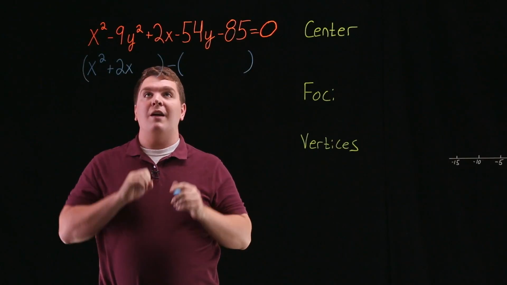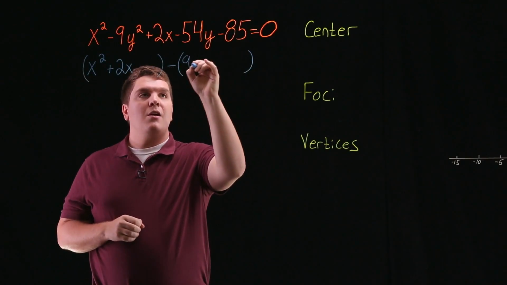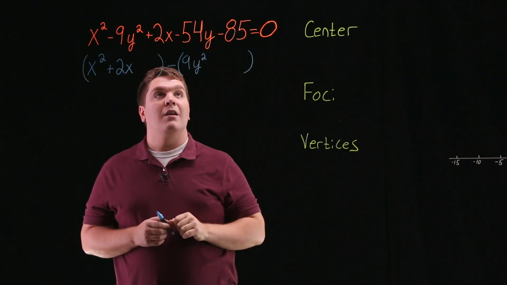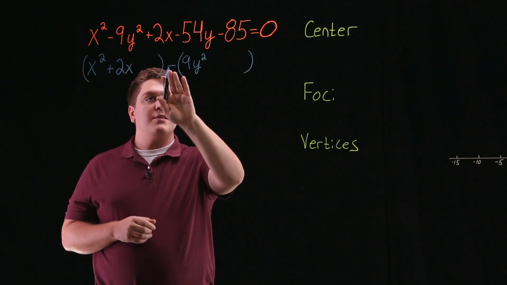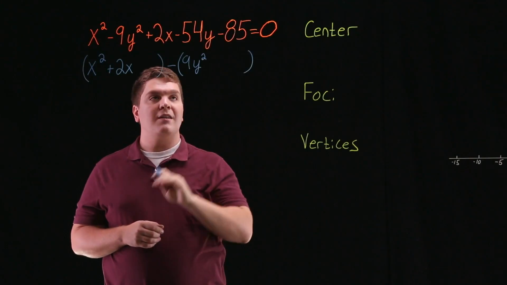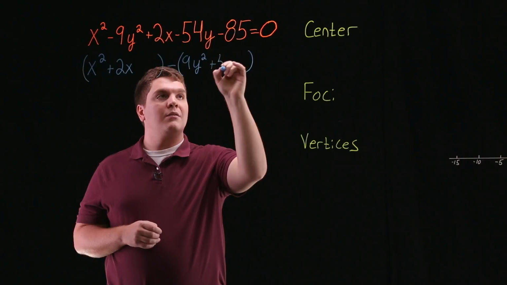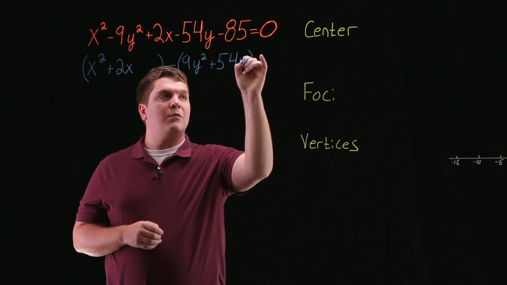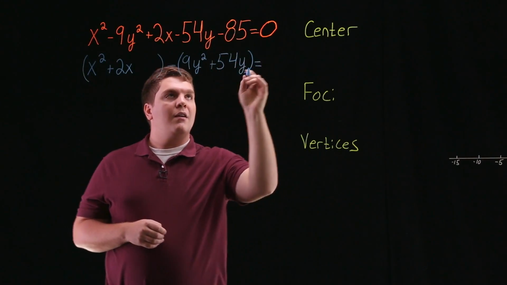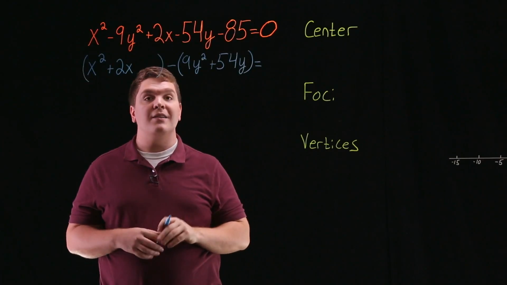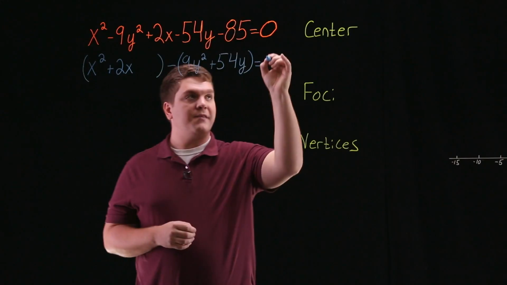So we're subtracting a 9y squared. So in the parentheses, we'll have a 9y squared. And we're also subtracting a 54y. So since we put this minus sign out in front of the parentheses, this will become a plus 54y. And now I'm going to take this minus 85 from the left side, and I'm going to move it to the right-hand side by adding 85 to both sides of the equation.